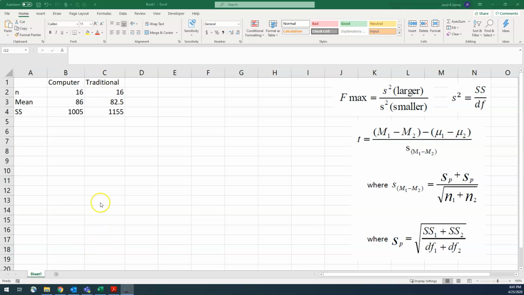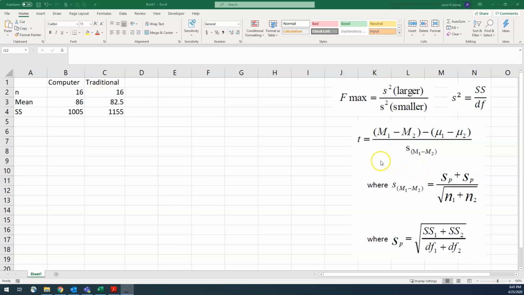So if you recall the situation, the research question was, is there a difference in the grades that students get, 86 versus 82.5, when they have access to a computer in their homeroom versus if they don't? And of course I gave you some sum of squares information and the n size of each of the two groups. And here on the right I have the formulas that we'll need in order to compute the t in this scenario.